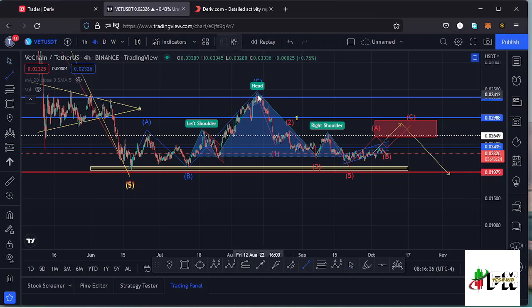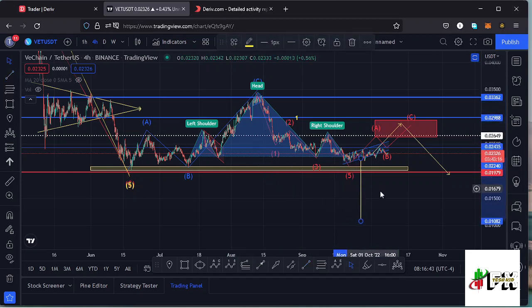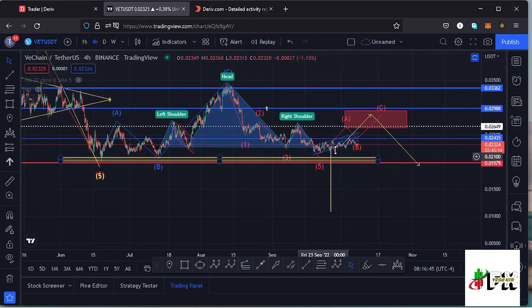So using a trend line, we can get that height between the head and the neckline, then place it down here to give us a minimum target area to the lower side in case we see a breakout out of this consolidation to the lower side, and that gives me a target area back to around the $0.011 mark. So in case we see a breakout out of this head and shoulders pattern, that is the minimum that I would expect that movement to the lower side to take us back to.